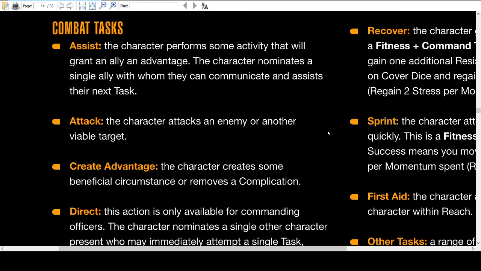Alright, combat task 1, assist. The character performs some activity that will grant an ally an advantage. The character nominates a single ally with whom they can communicate and assist their next task. Advantage, as you notice here, is not written with a capital A, so I don't think this is meant to be read as the trait, and it's the assistance to your next task.